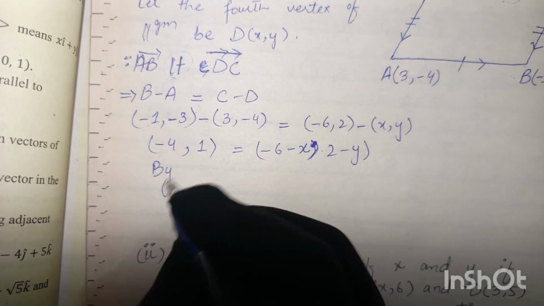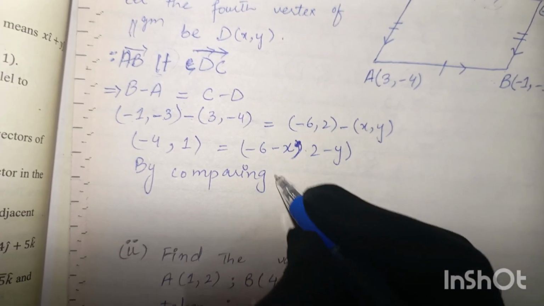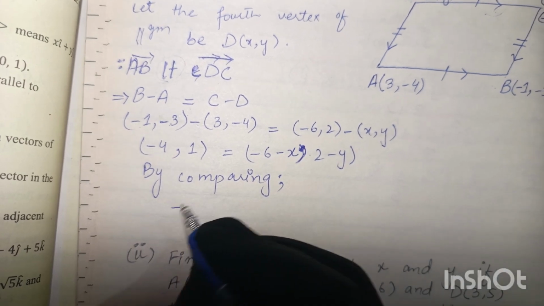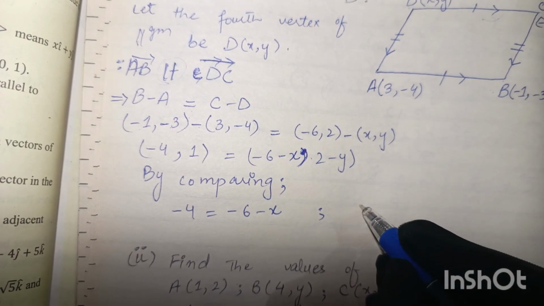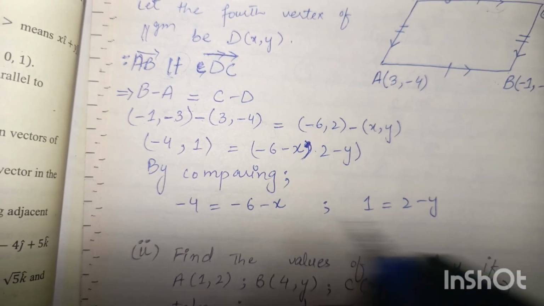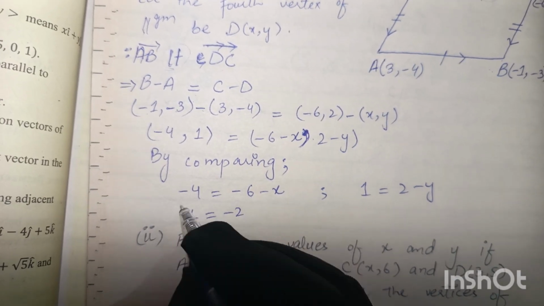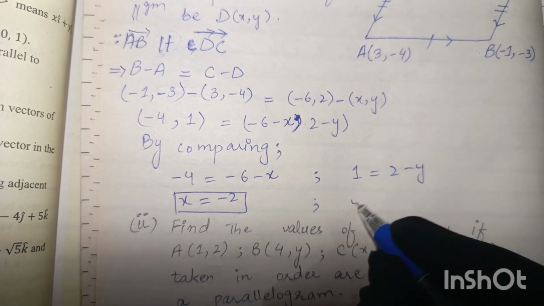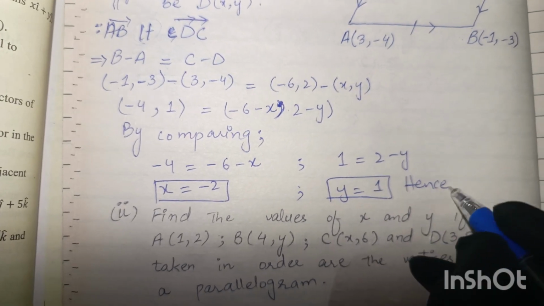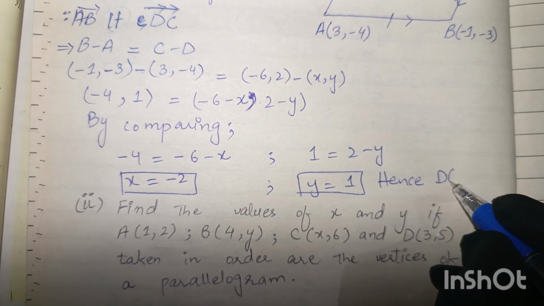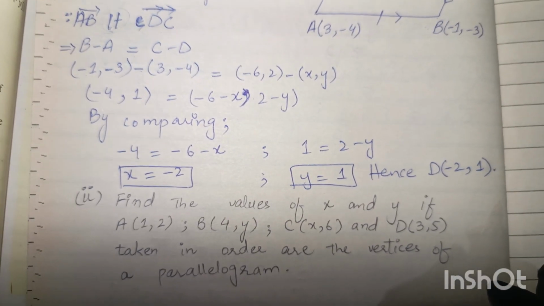By comparing the corresponding coordinates, we get -4 is equal to -6 minus x and 1 is equal to 2 minus y. So x is -6 plus 4, which is -2, and y is 1. Hence the fourth vertex is (-2, 1). So this is our final answer for the first part.